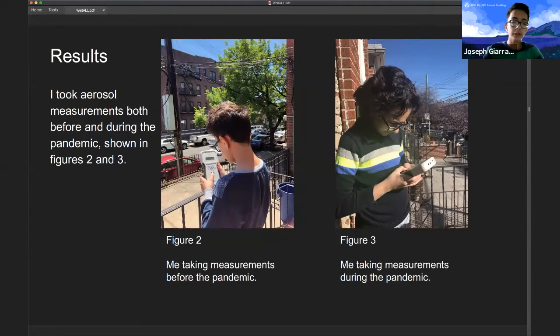As you can see here, I took measurements before the pandemic, which is on the left, and during the pandemic, which is on the right. And you can see, since I couldn't get a haircut due to the pandemic, my hair is much longer on the right. Next slide, please.